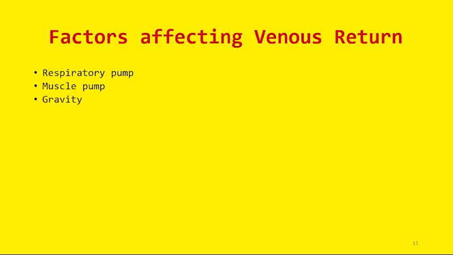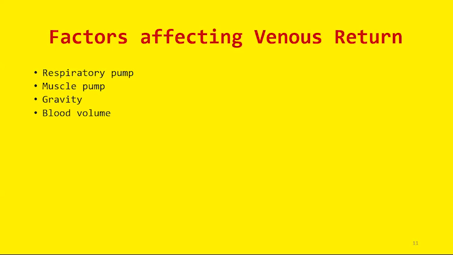The third factor is gravity. Now gravity is inversely proportional to venous return, because the blood entering the right atrium from the periphery is moving against gravity. That is why this factor inversely affects venous return. Now, another factor is blood volume. Blood volume is directly proportional to venous return.